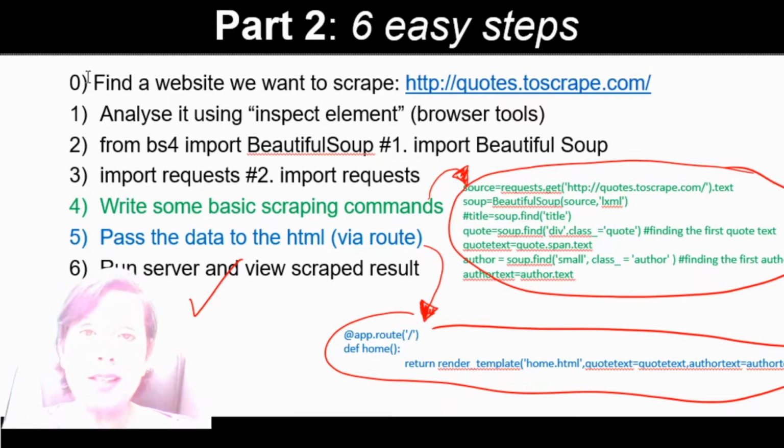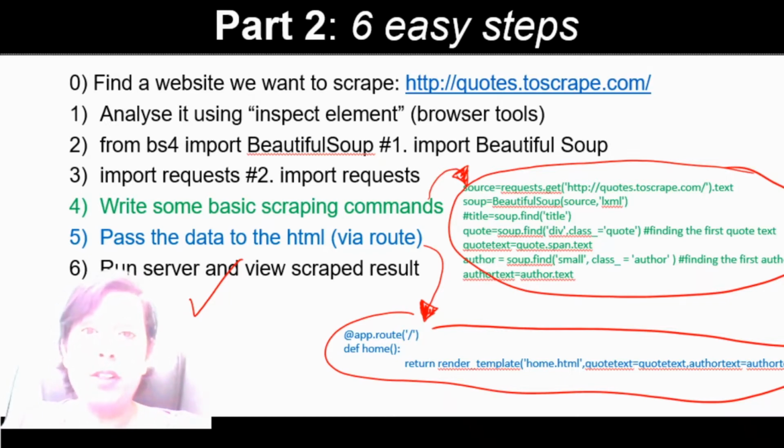First, we find a website that we want to scrape. We're going to begin in this video with something relatively simple so you understand the concept, and then we'll do the coronavirus one and get on to something more interesting. You're going to analyze it using something called inspect element in the browser. We're going to do some coding in our webscraper.py file that we made in the previous video, write some basic scraping commands, pass the data to our HTML page, and view our page, which should have our scraped data on it. So let's get started.